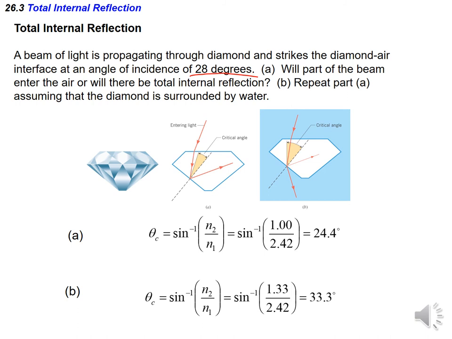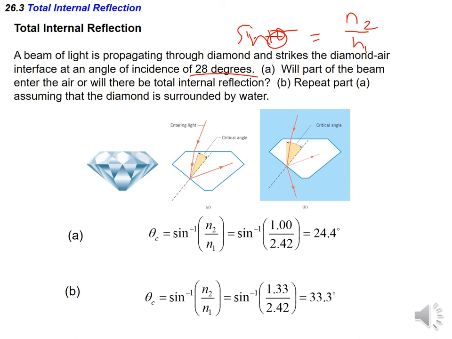Okay, for letter A, the diamond is surrounded by air. So meaning the two mediums are air and diamond. If we're going to use the formula for the critical angle, this is the formula: sine theta is equal to n2 over n1. Again, the formula for theta, or the critical angle, is sine to the negative 1, or shift sine, of n2 over n1.